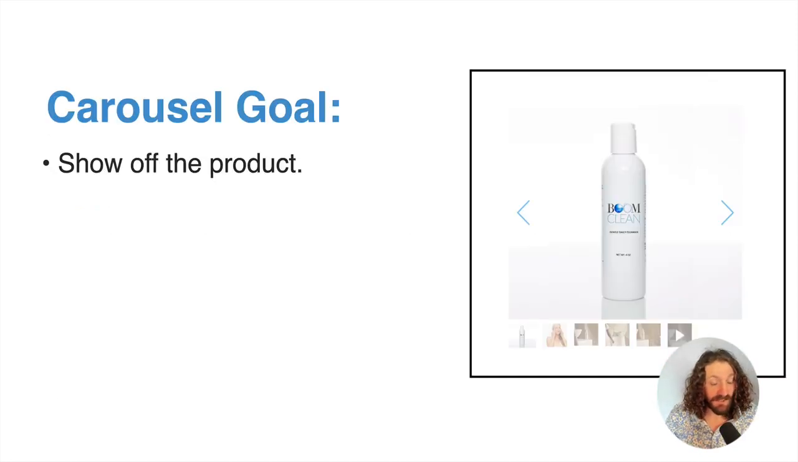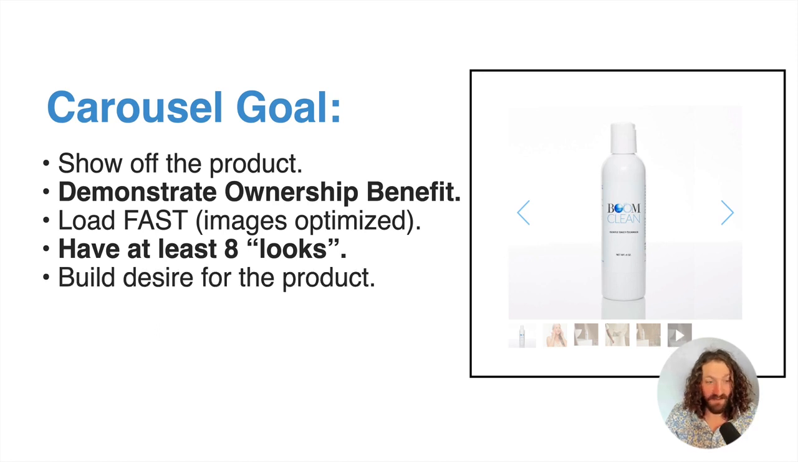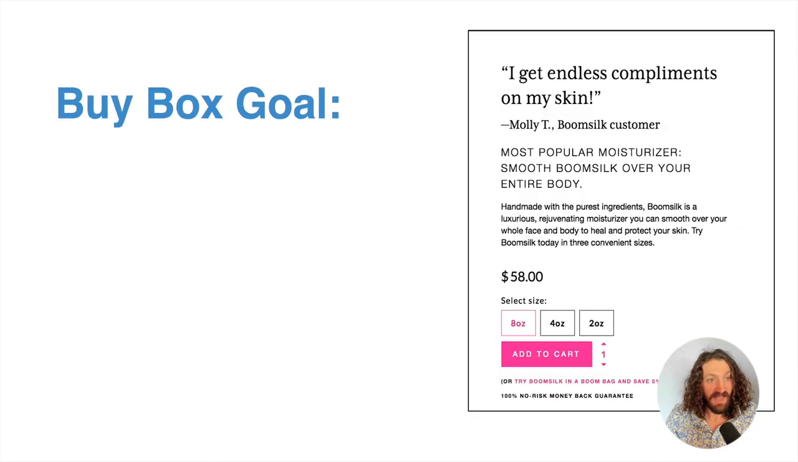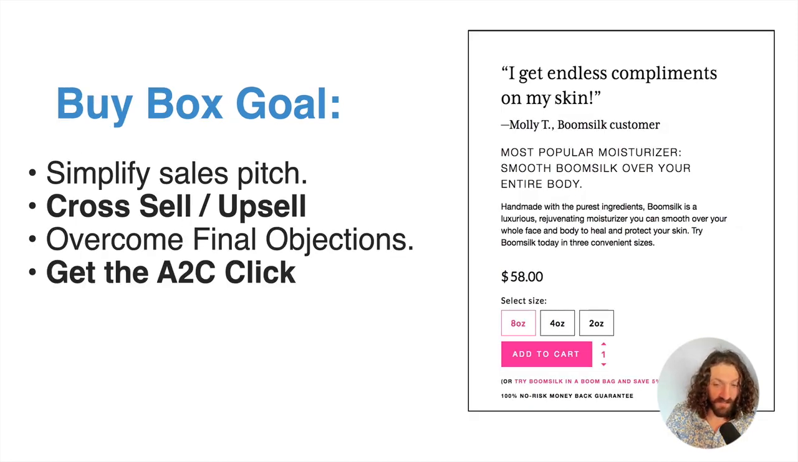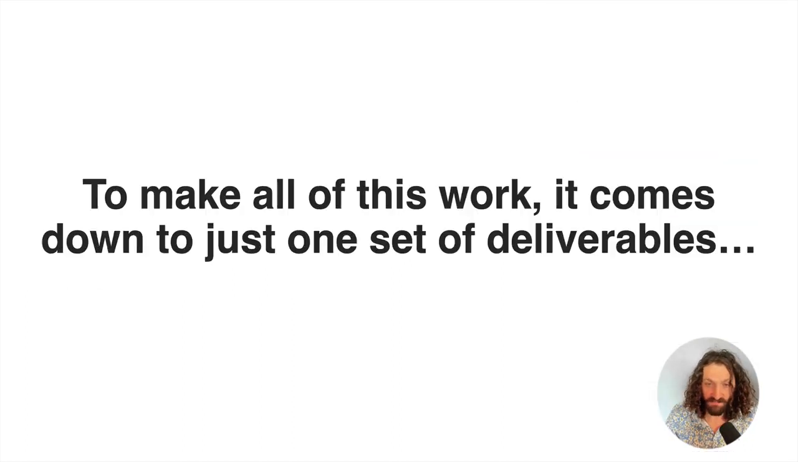The carousel shows off the product, demonstrates the ownership benefit, loads fast, has at least 8 different looks, builds desire for the product, and showcases the videos and GIFs that you have. And the buy box simplifies your sales pitch, upsells and cross-sells, overcomes any final objections, and gets that add to cart click. And then finally, the stacked conversion support content is designed to sell, demonstrate credibility, speak to different types of consumers, overcome objections, and build desire.